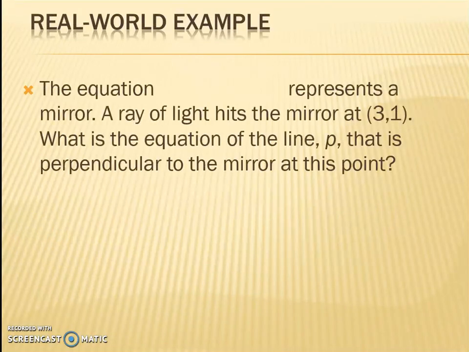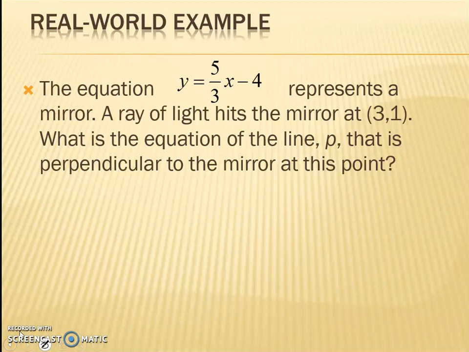Real world example. The equation y equals 5 over 3x minus 4 represents a mirror. A ray of light hits the mirror at 3, 1. What is the equation of a line P that is perpendicular to the mirror at this point? Please pause the video and try this one. Find the perpendicular slope and use the point 3, 1 to find the new equation.